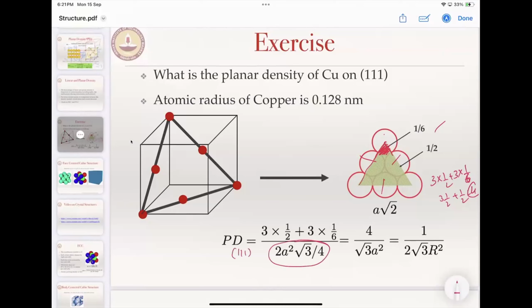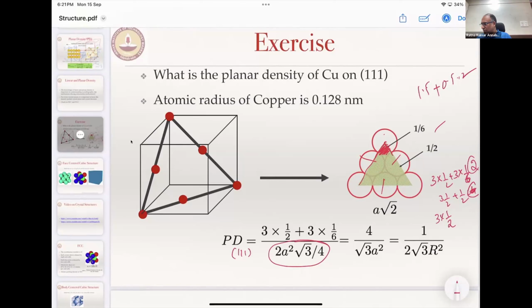So total atoms will be 3 into 1 by 2, which is 1.5, plus 0.5. So 3 into 1 by 2 is 1.5 plus 0.5, which is 2. Not 4, there should be 2 atoms. You are right. Effectively 2 atoms. That is correct.